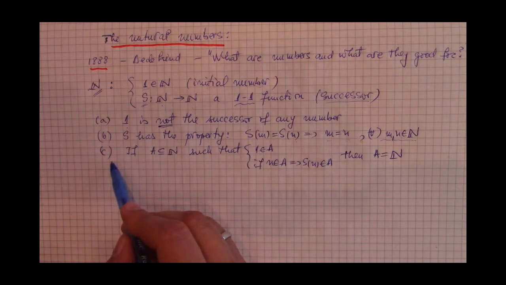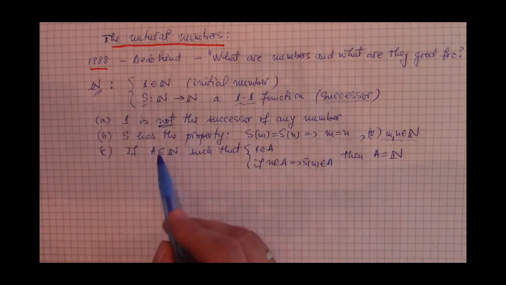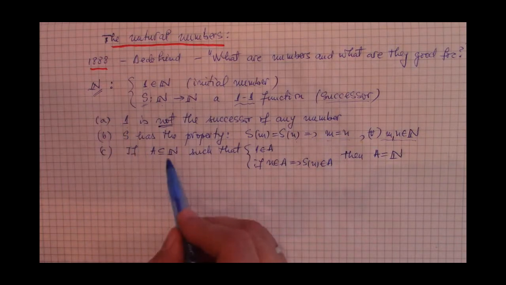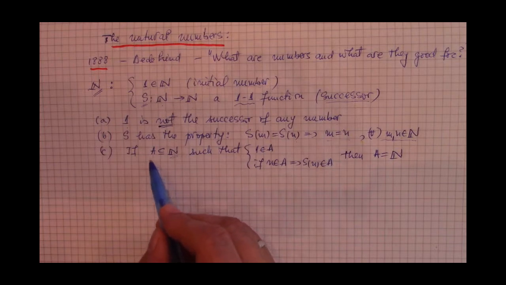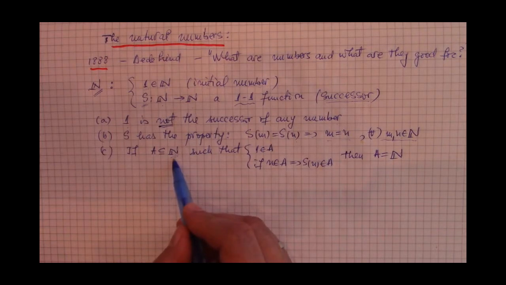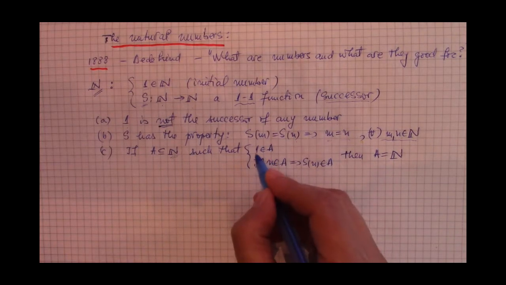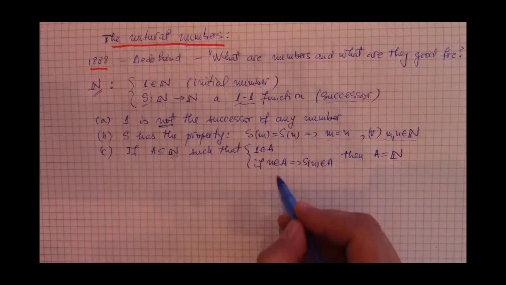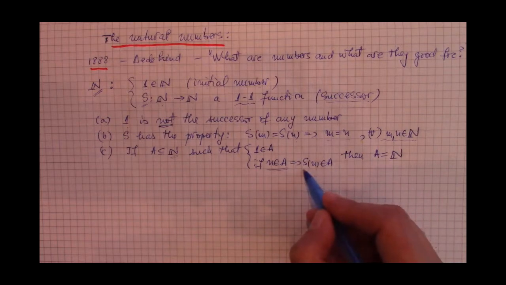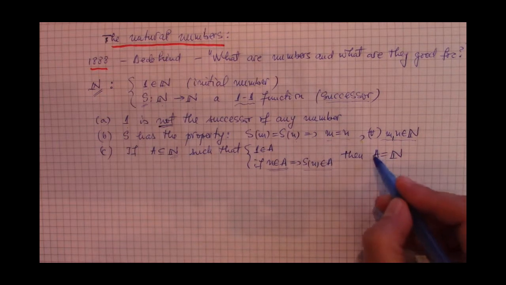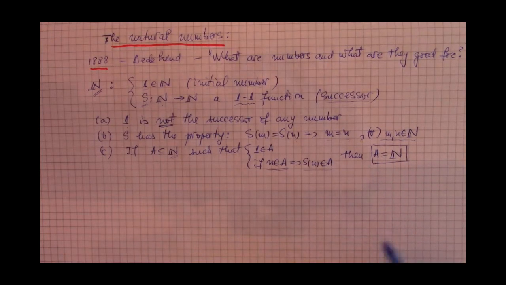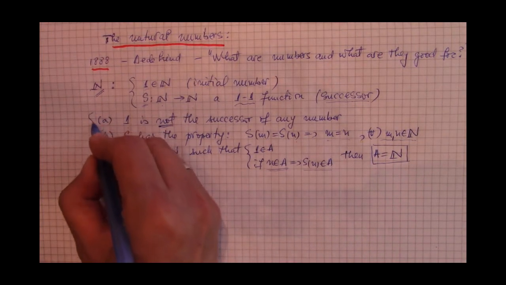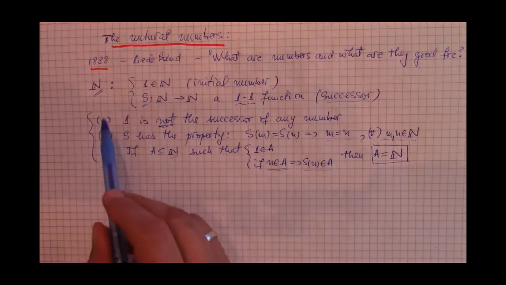And the third property this set of natural numbers has is the following. If A is a subset of it, such that 1 is an element of A, and with any natural number that could be in A, the successor of it is in A, then A is the entire set of natural numbers. So these are the three properties that Dedekind was looking at.